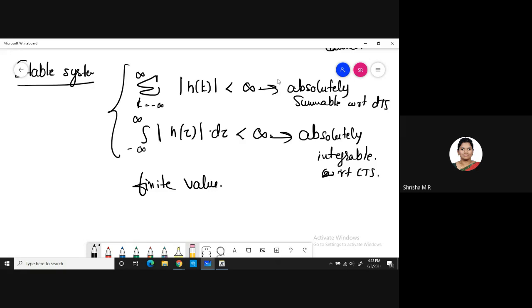If you solve it, h of t or h of n will be given. If you try to solve that, you will get a finite value. So if you integrate our impulse response from minus infinity to infinity, then it converges to a finite value, that is the value less than infinity. Then it's a stable system. Got it?